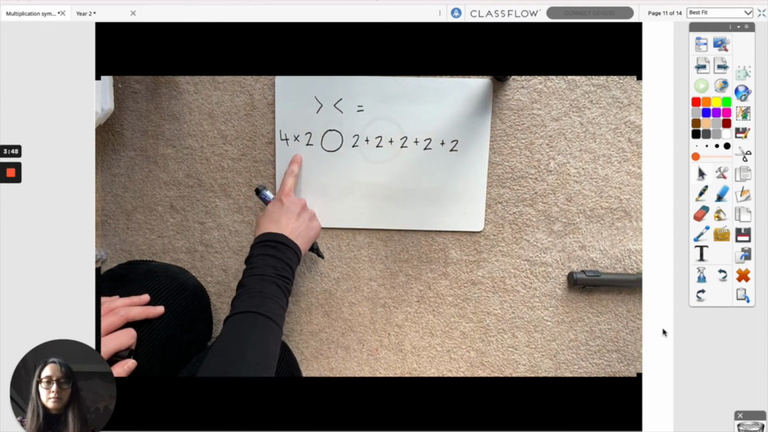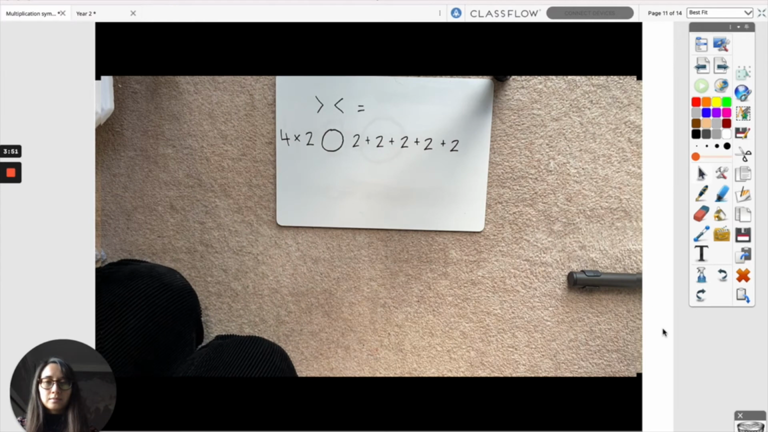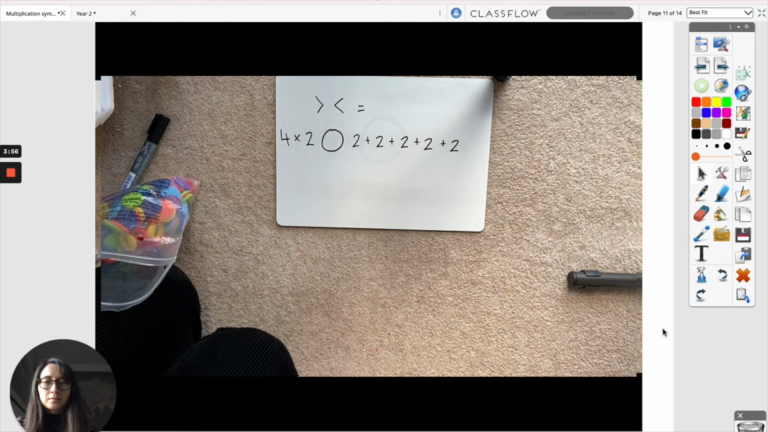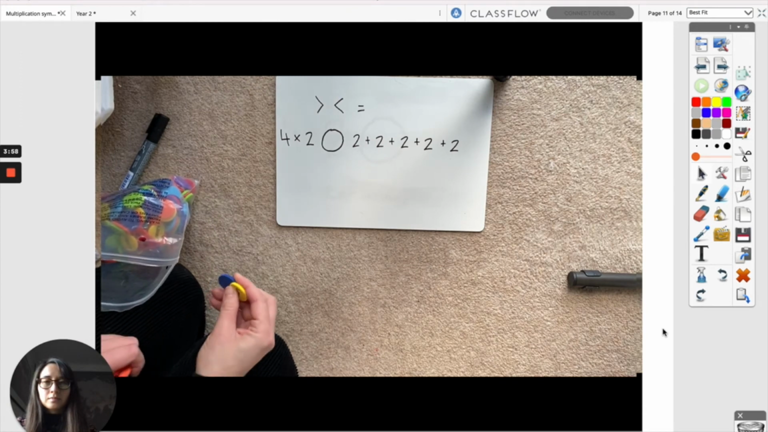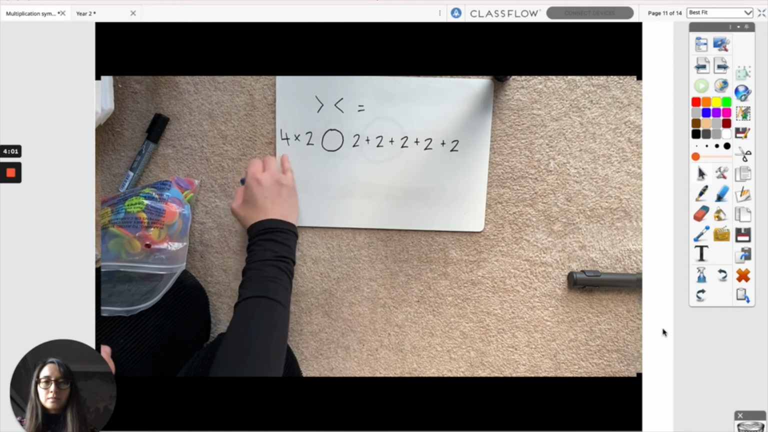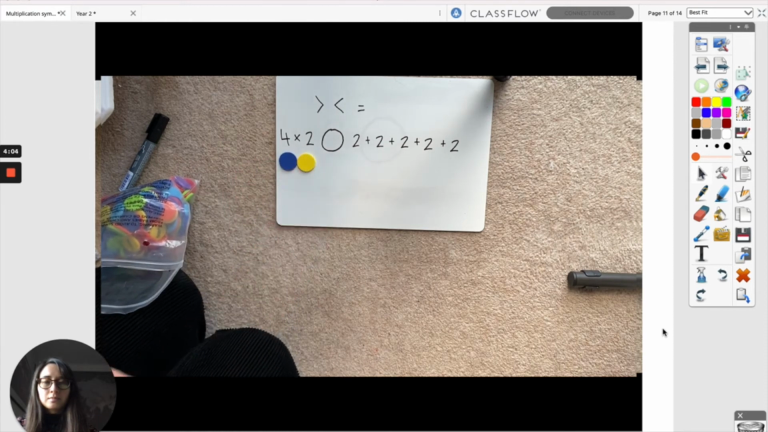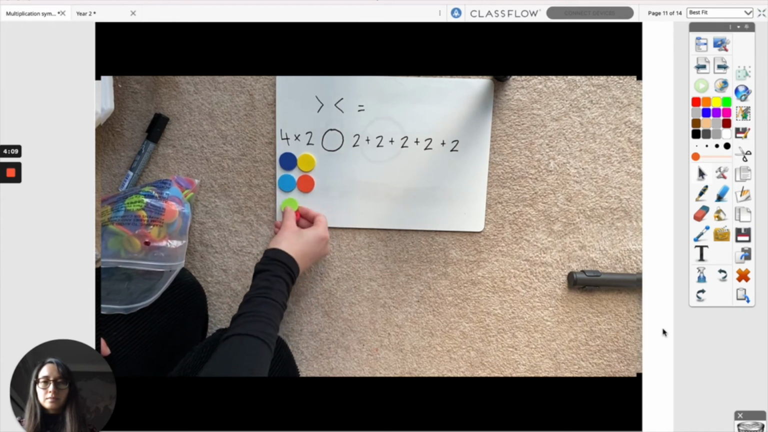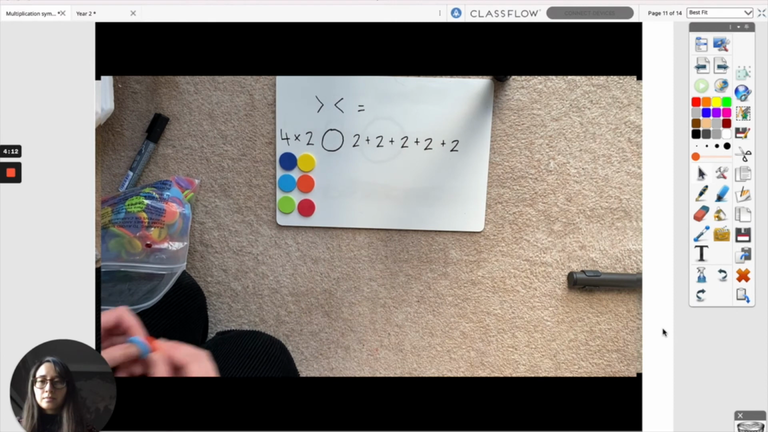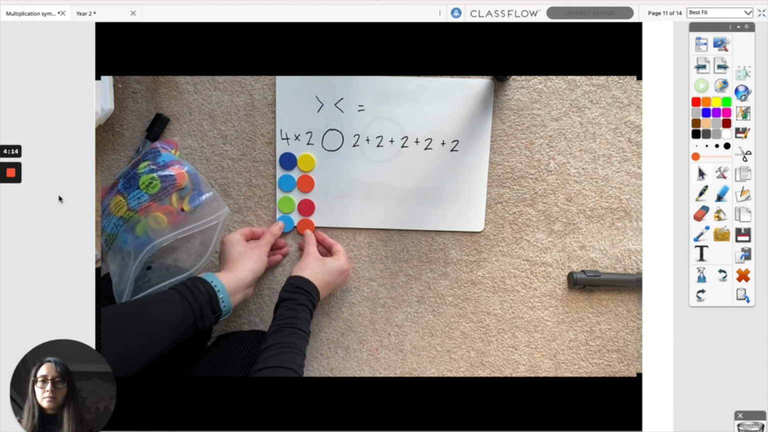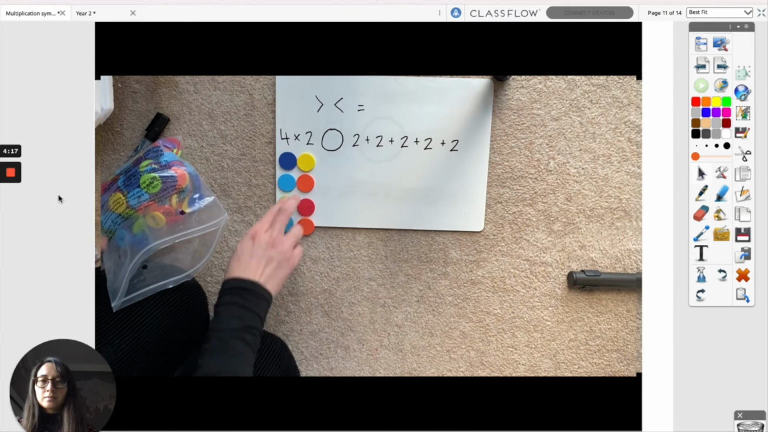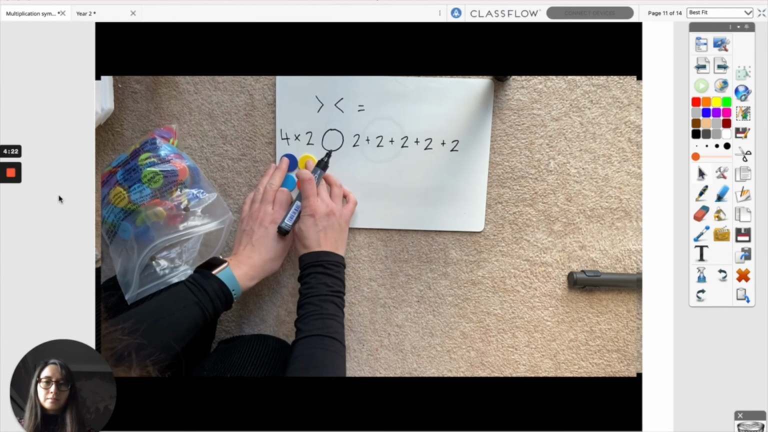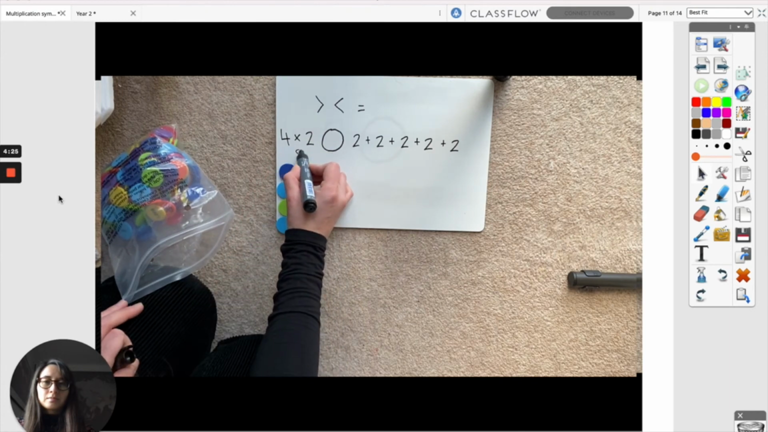First thing we have to do is figure out the answer for the left side. I'm going to use counters. Some of you might be able to do it in your head. Some of you might want to draw pictures. But I'm going to show you the counter method. So we've got 4 groups of 2. So here's one group of 2. Another group of 2. Another group of 2. And another group of 2. So all together, we've got 2, 4, 6, 8. So 4 times 2 is 8.